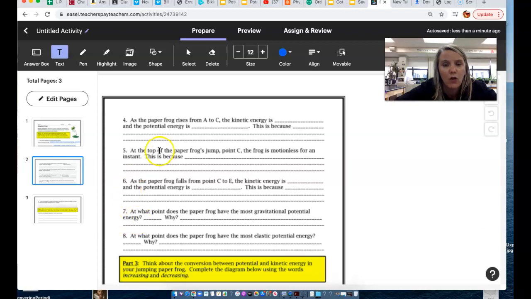Okay, so in that whole jump, where is the frog's most gravitational energy? Where is that at in the series of jumps? Okay, so you can just identify that with a letter right here. And then why do you think that is? And at what point does the paper frog have the most elastic potential energy and why?